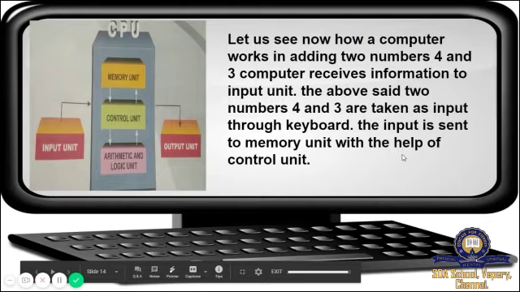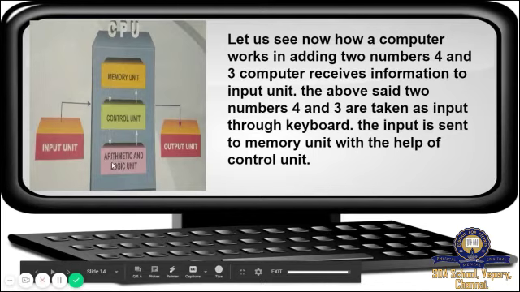This is the example given in your textbook. The contents are completely from your textbook. If you add 4 and 3, you should type 4 and 3, 4 plus 3, through the keyboard. First it will be stored in the memory unit, then the information will go to the control unit. The control unit will check whether to give the answer to the printout or the monitor. Then it will pass on to the arithmetic logic unit.